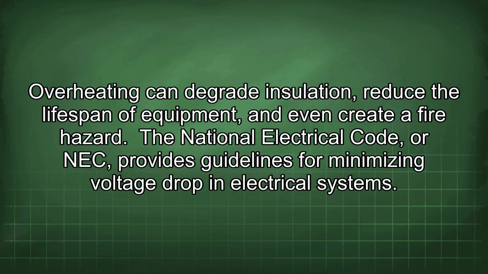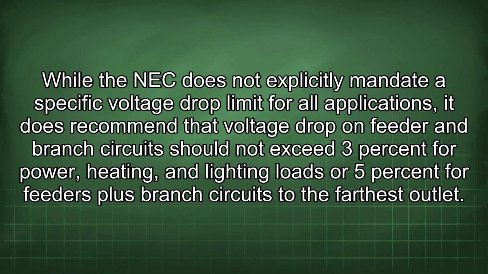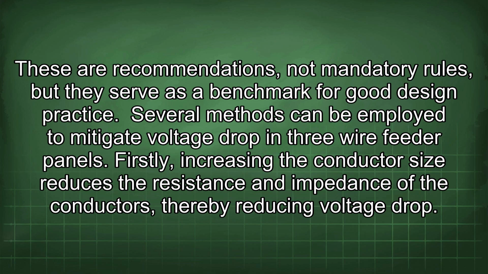The National Electrical Code, or NEC, provides guidelines for minimizing voltage drop in electrical systems. While the NEC does not explicitly mandate a specific voltage drop limit for all applications, it does recommend that voltage drop on feeder and branch circuits should not exceed 3% for power, heating, and lighting loads, or 5% for feeders plus branch circuits to the farthest outlet. These are recommendations, not mandatory rules, but they serve as a benchmark for good design practice.